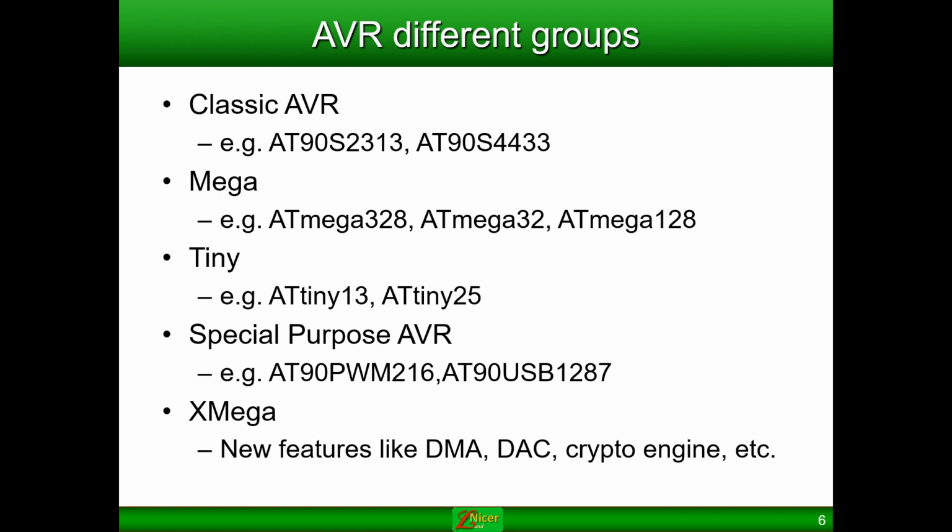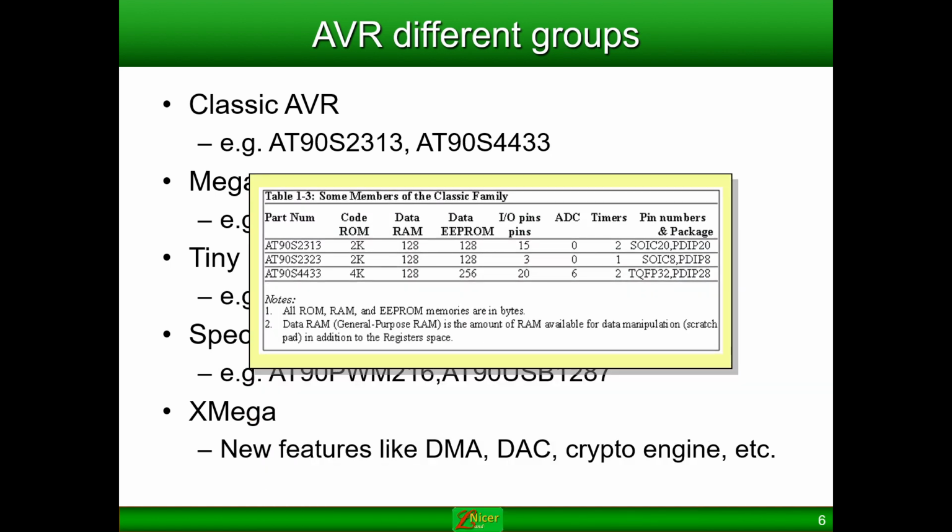The AVR has different groups, like the classic, mega, tiny, and all these names define a special purpose for them. The mega is a bigger version of the classic AVR, and the tiny is a smaller version of the classic AVR. The special purpose ones are designed for special purposes, and Mega has new features like DMA, DES, and crypto engine, etc. So some members of the classic family, you can see them right here.